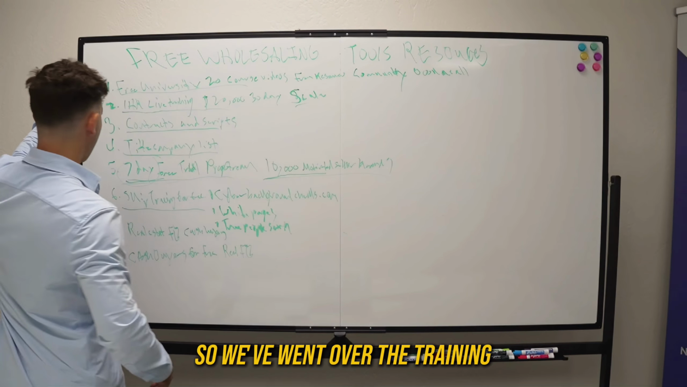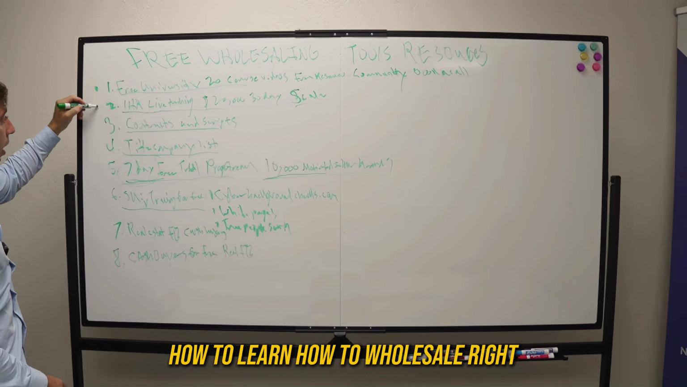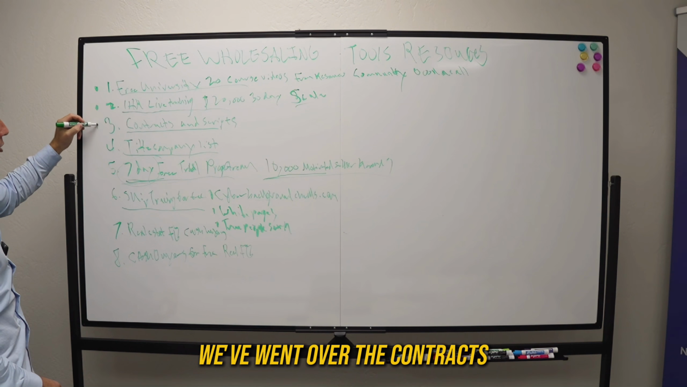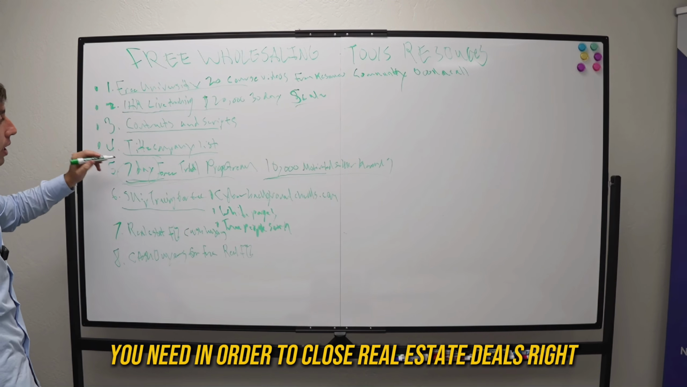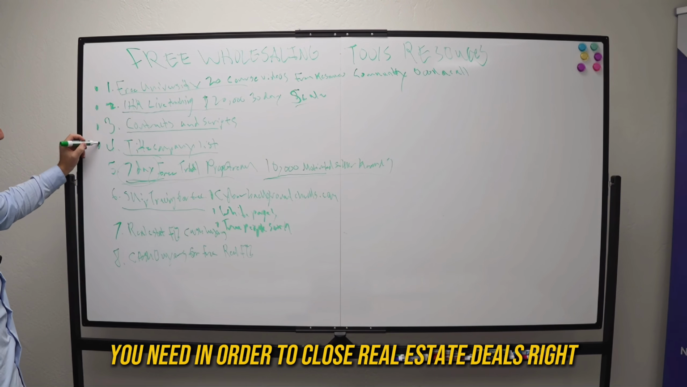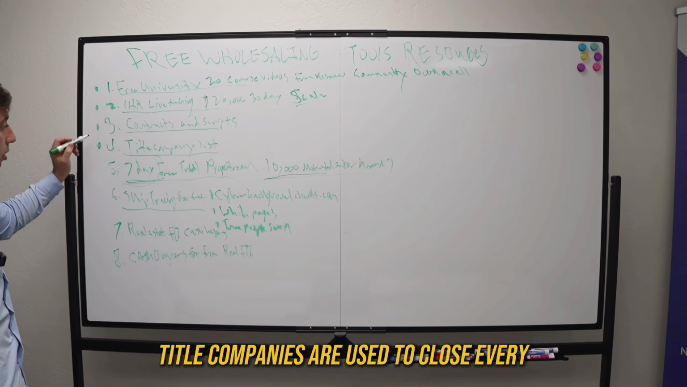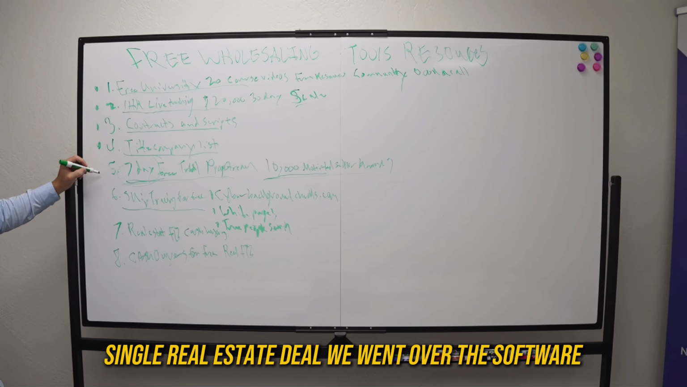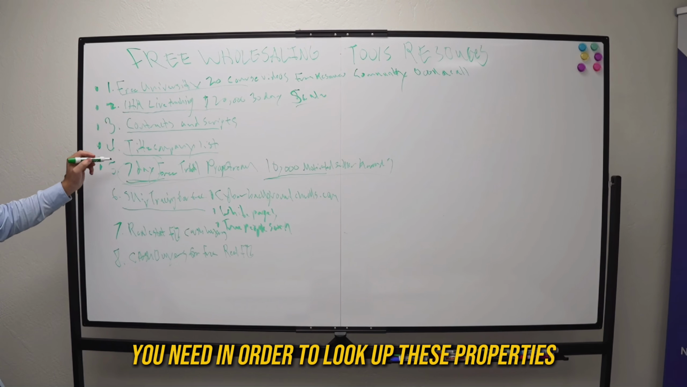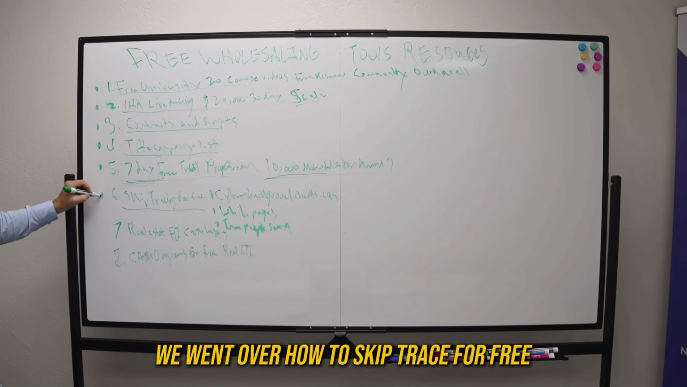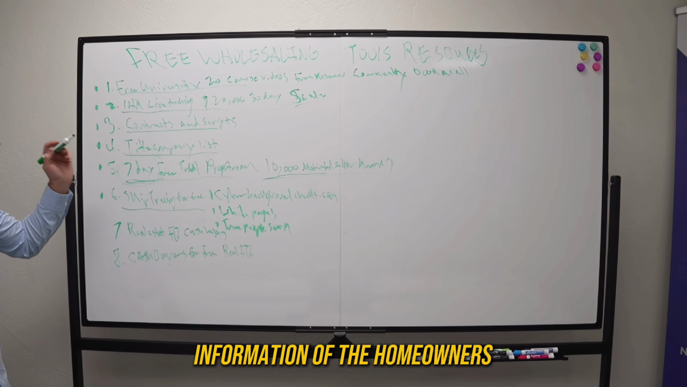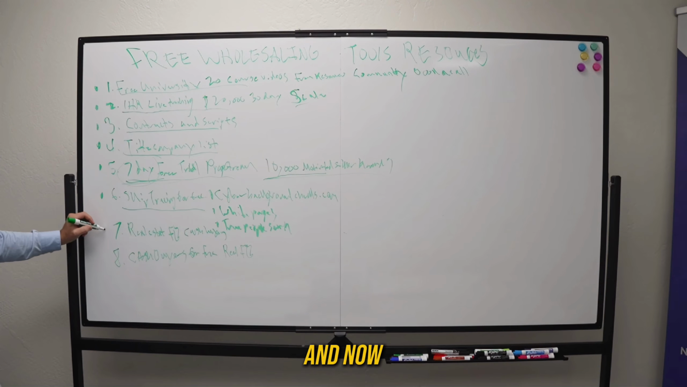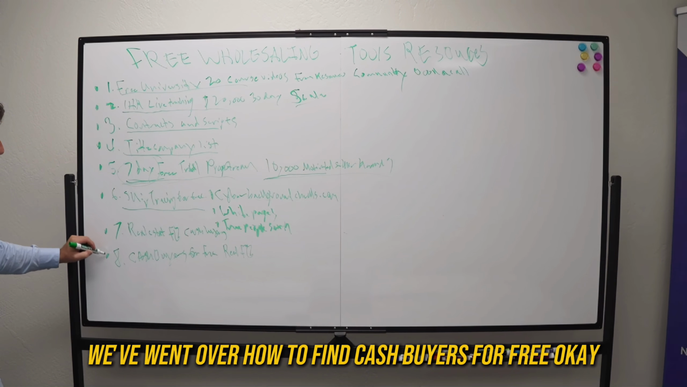So we've went over the training, how to learn how to wholesale, right? We've went over the contracts you need in order to do wholesale deals. We went over the title companies you need in order to close real estate deals, right? Title companies are used to close every single real estate deal. We went over the software you need in order to look up these properties. We went over how to skip trace for free in order to get the contact information of the homeowners, in order to call them and make them offers. And now we've went over how to find cash buyers for free, okay?